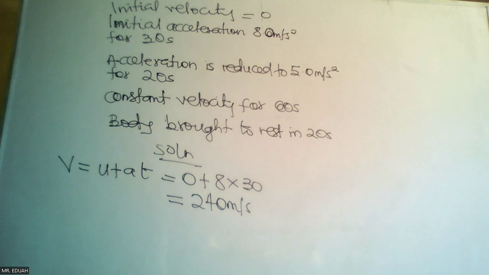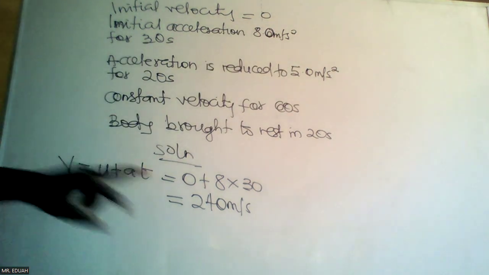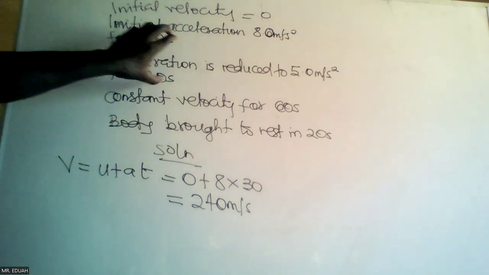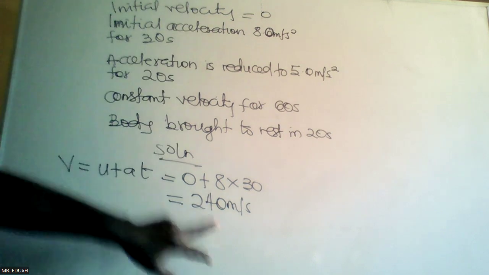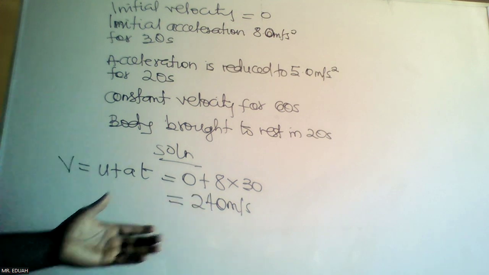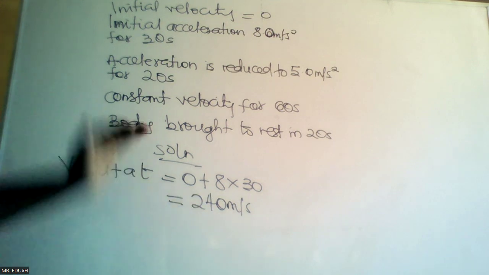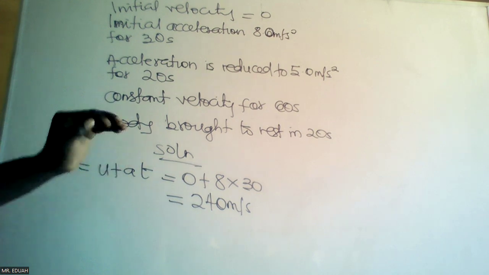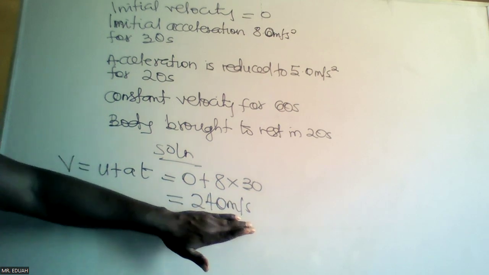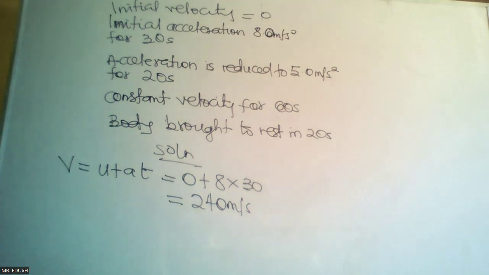That's what it means. So if the body's acceleration is reduced to 5, then this is the initial velocity because it's a continuous motion. This came in after attaining a final velocity of this, and the body, or whoever, if it's a car, the driver felt, oh, let me reduce speed. Okay. So the initial velocity for the second part of the motion will be this. So let's use that to calculate the final velocity.